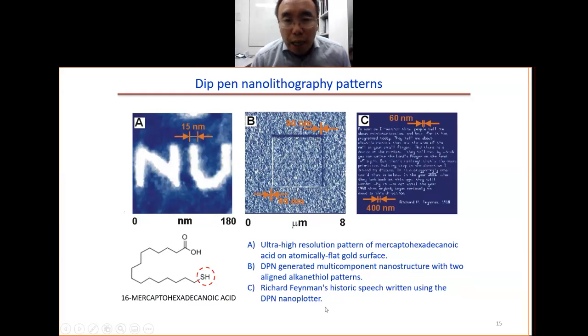On the right side is Richard Feynman's famous historic speech written with dip pen nanolithography. I'm sure you remember what is written here. The famous sentence is: there is plenty of room at the bottom. There is plenty of room at the bottom. This is considered the starting point of nanotechnology.